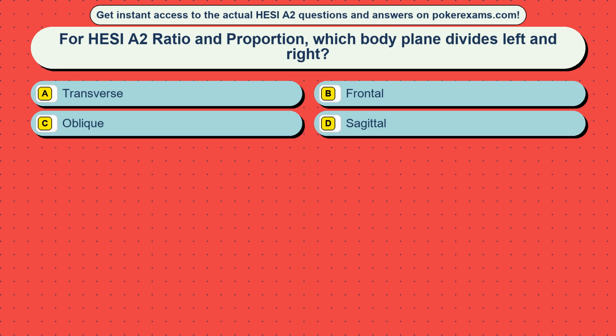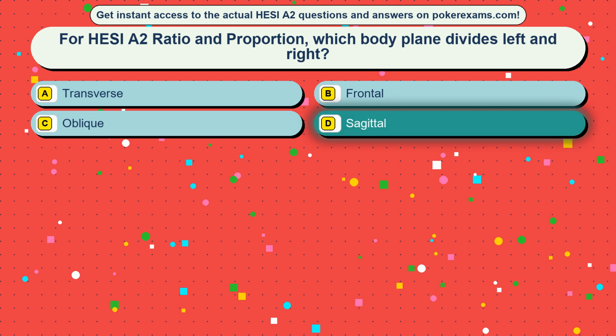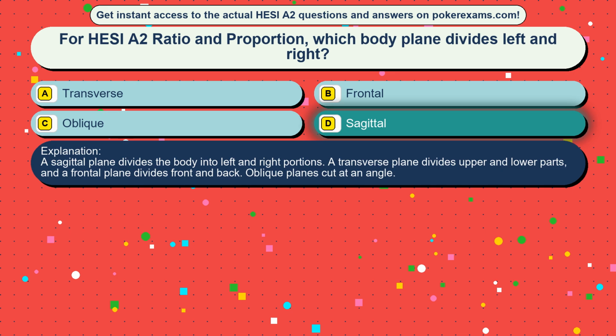Question 42. For HESI A2 ratio and proportion, which body plane divides left and right? Option A, transverse. Option B, frontal. Option C, oblique. Option D, sagittal. The correct answer is option D, sagittal. A sagittal plane divides the body into left and right portions. A transverse plane divides upper and lower parts, and a frontal plane divides front and back. Oblique planes cut at an angle.